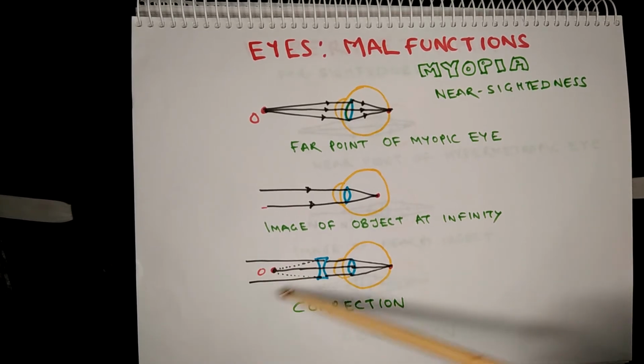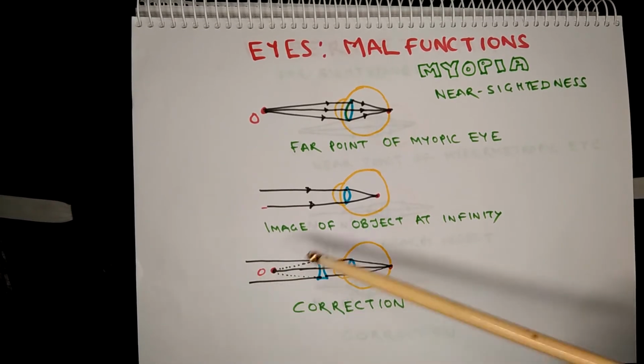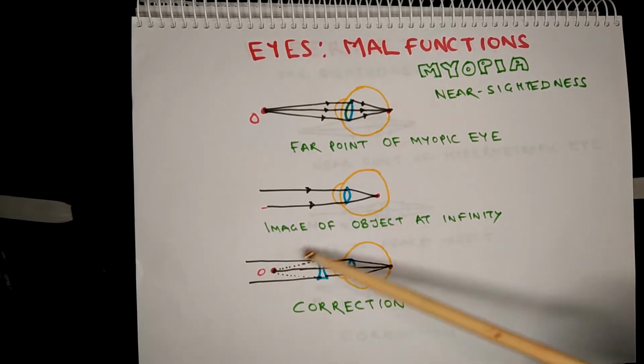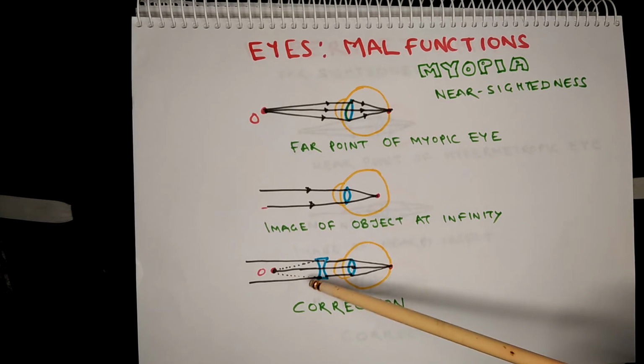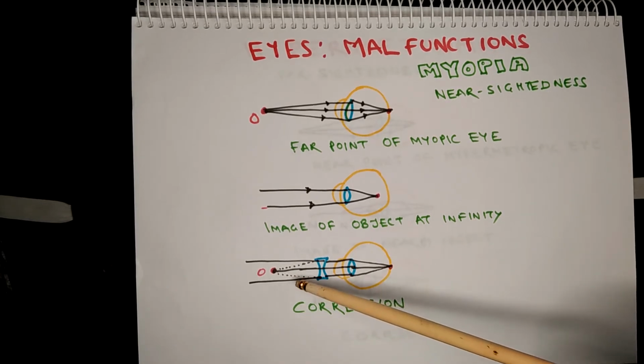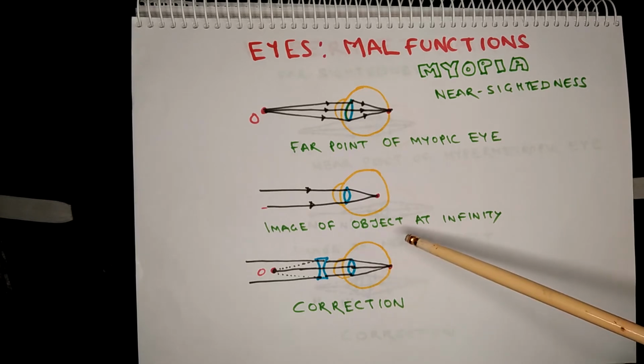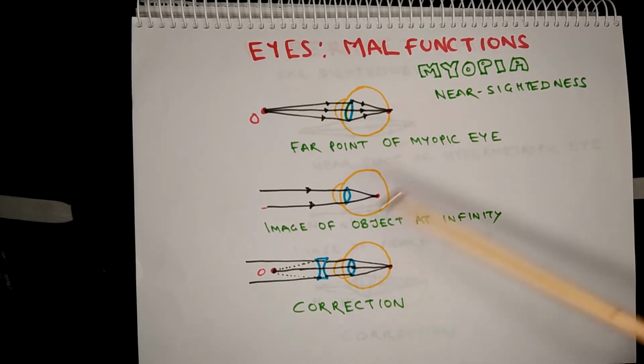See, these are the rays of light coming from distant objects. Once they pass through the concave lens, they appear to be coming from the far point of the myopic eye, and due to this, the image is formed at the retina and the person is able to clearly see the distant objects.